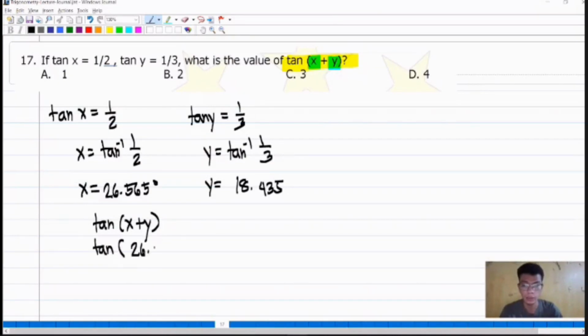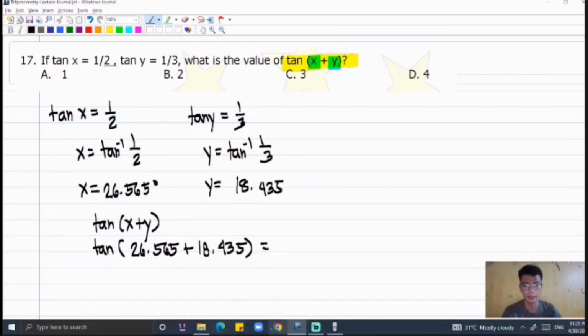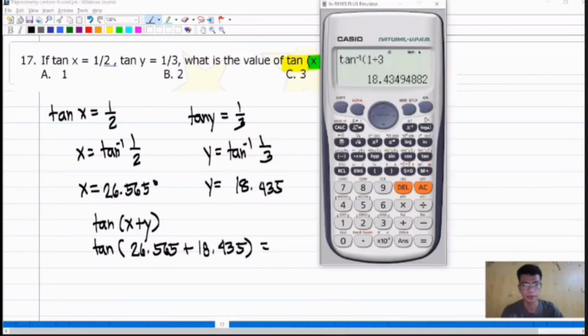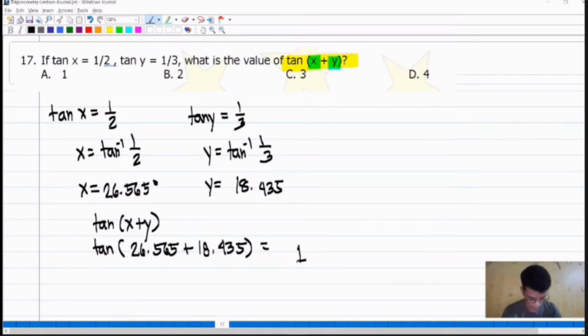Getting the value of tangent (x + y), this will be tangent of x, which is 26.565, plus y, which is 18.435. This will be our answer: tangent of 26.565 plus 18.435, and the answer is exactly 1. So that is correct, letter A.